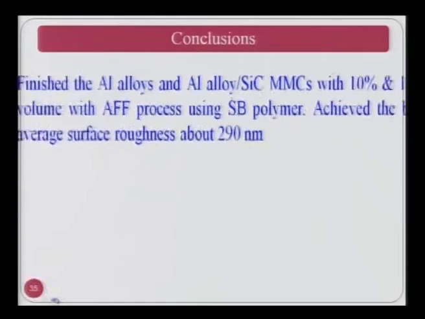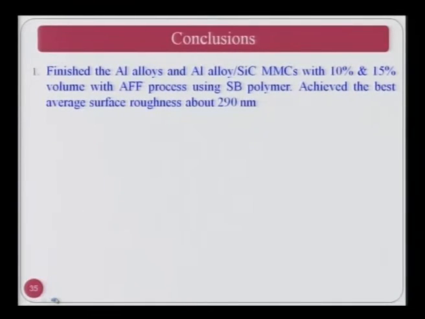Conclusions. We finished aluminum alloy and aluminum alloy silicon carbide metal matrix composites with 10% and 50% volume with the AFF process using SVR polymer. The results have been presented in this talk, and we achieved the best average surface roughness value of 290 nanometer.